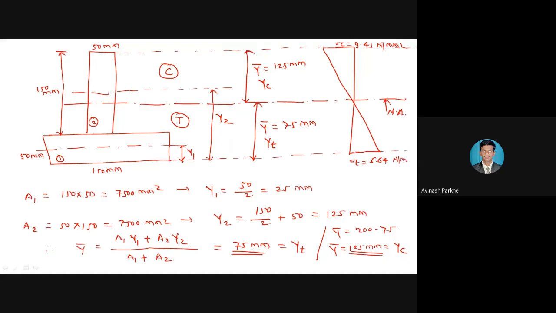This sigma t is applicable at this bottom side only, whatever dark line I have represented. Similarly, sigma c, whatever we have calculated, is 9.41 at the top. At the center point, sigma t and sigma c both are 0, which means the bending stress at the center point is equal to 0. But whatever 9.41 you get is applicable at the top region only.